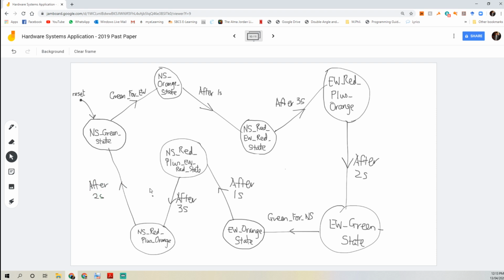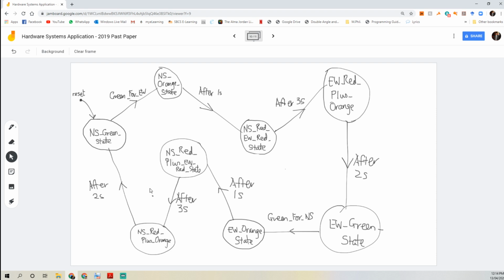Right, so after 2 seconds, and that basically takes care of our state transition diagram. I know it's not very neat or tidy, but of course we are working with the limitations of Google Jamboard without a whiteboard. All right, this is the best we can do without a whiteboard right now.